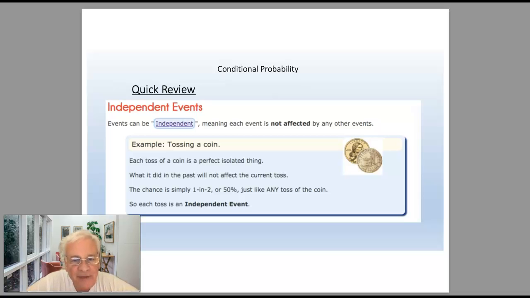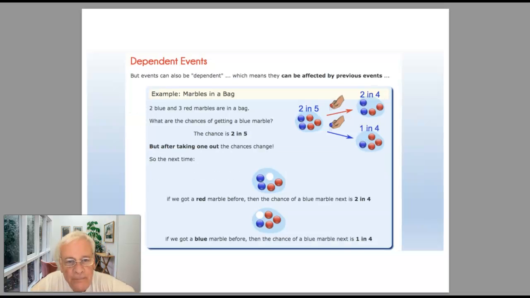Independent events means that one event is not affected by the other, like tossing a coin. One coin toss doesn't affect the second coin toss. You just flip it again. Those are independent events. The outcome of one event does not affect the other. But events can be dependent, which means that one event does affect the probability of the second one happening.